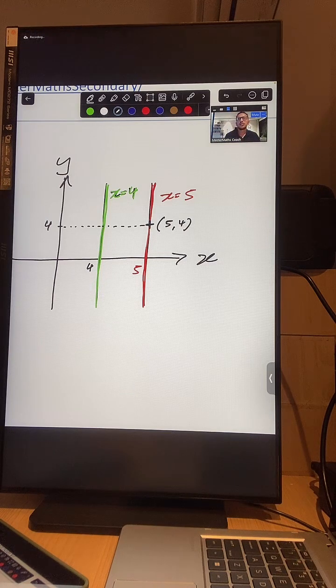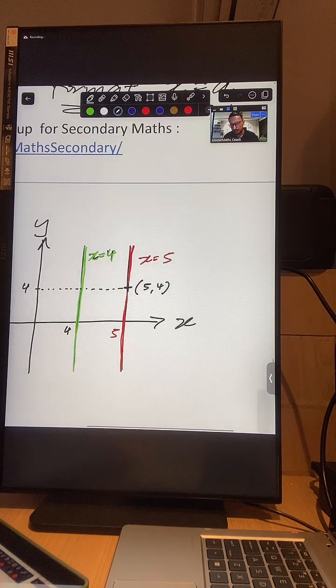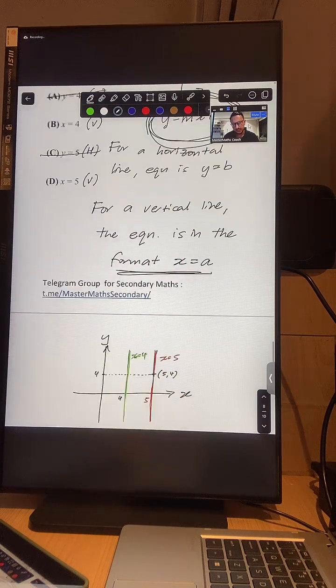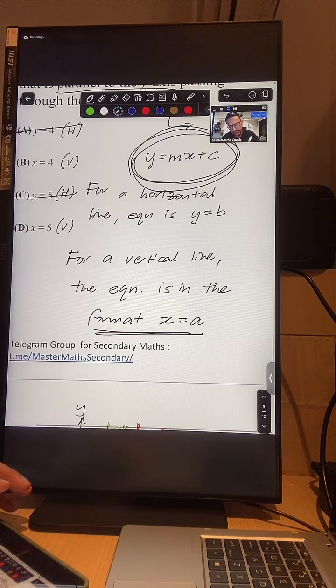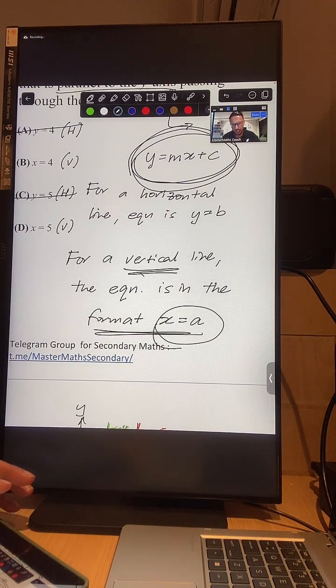So remember, y equals mx plus c is used for all your straight line equations. A straight line curve, but it's not a curve, it's a straight line. So all your straight lines, you will use y equals mx plus c. But when you're talking about vertical lines and horizontal lines, you do not use y equals mx plus c. You use x equals a in the case of a vertical line and y equals b in the case of a horizontal line.